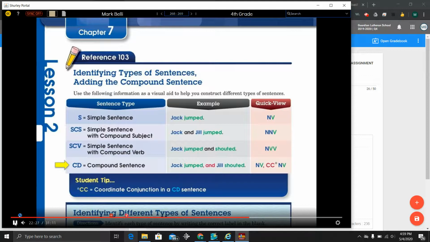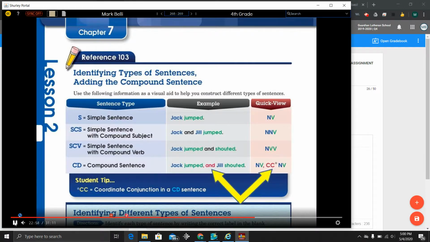The next sentence type we'll work with is the compound sentence. Its abbreviation is capital CD. Please read this example with me. Ready? Jack jumped and Jill shouted. When you look at the quick view, you can see there are two sets of nouns and verbs. Jack jumped is the first set, and the second set is Jill shouted.